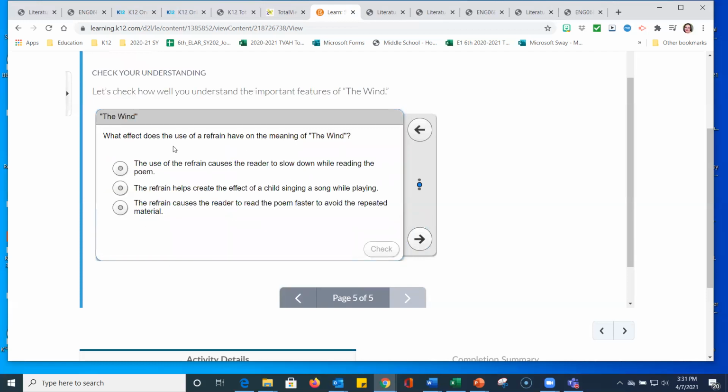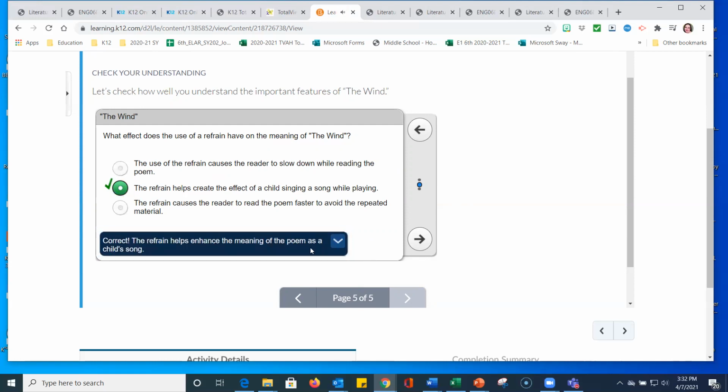Number 2, what effect does the use of a refrain have on the meaning of The Wind? A, the use of the refrain causes the reader to slow down while reading the poem. B, the refrain helps create the effect of a child singing a song while playing. C, the refrain causes the reader to read the poem faster to avoid the repeated material. Click on your answer, check your answer, copy and paste the question, correct answer, and explanation into your review document. I think the refrain helps give the effect that it's singing like a song. Yes, the refrain helps enhance the meaning of the poem as a child's song.